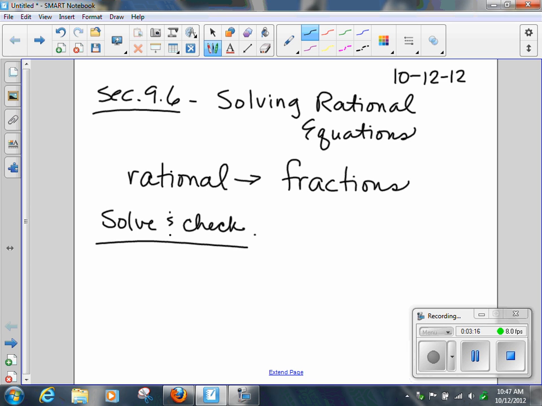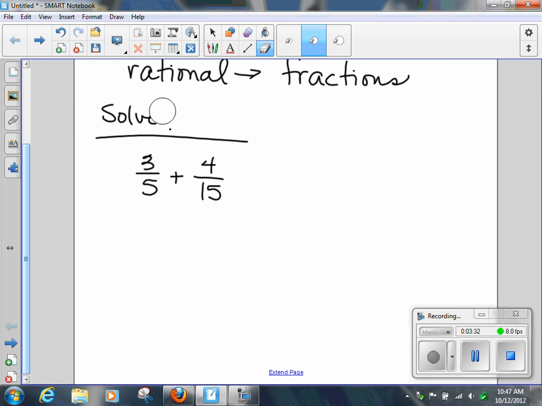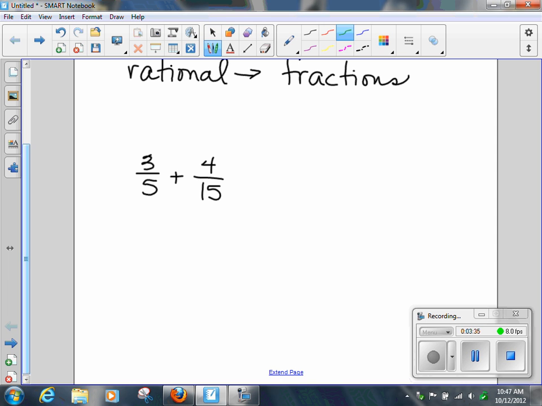So if we were just to start with something very simple, if I were to have 3/5 and 4/15, this is like pre-work. We're not solving and checking anything yet. We're just reviewing what we already know about fractions. How would I even begin to solve 3/5 plus 4/15? Common denominators. You know your common denominator is going to be 15, right?